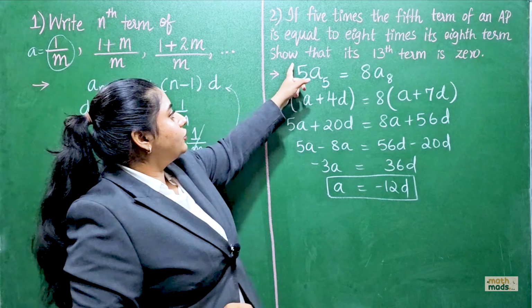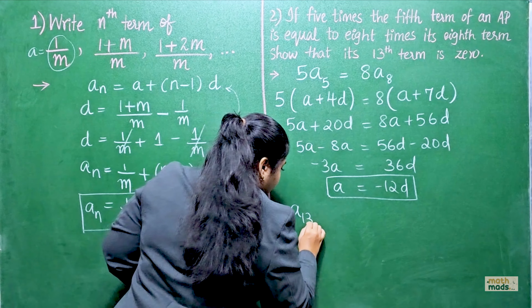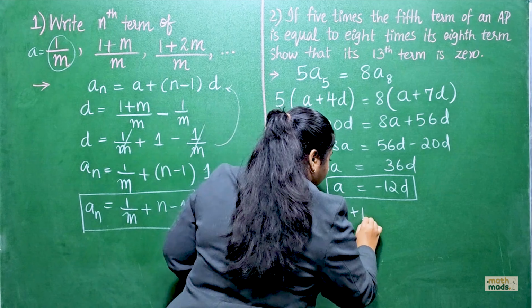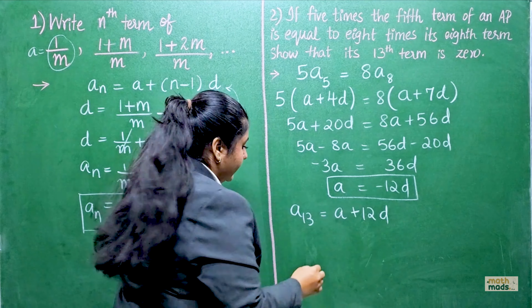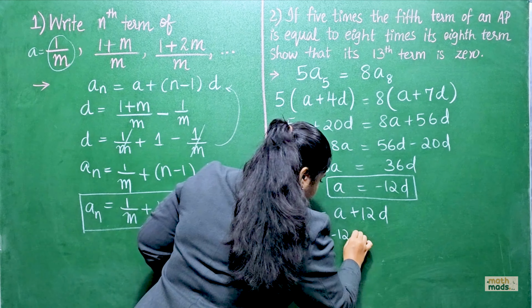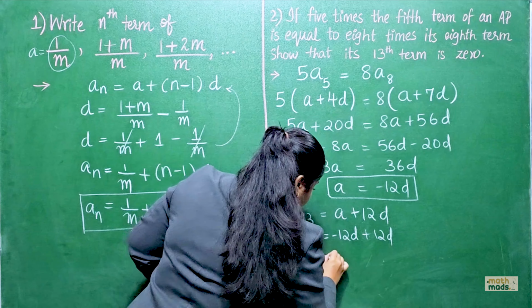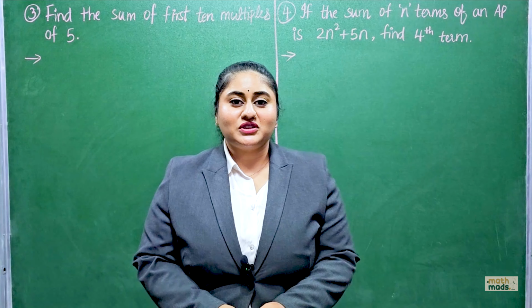But what am I supposed to show? That the 13th term is 0. So what is the 13th term? A13 is equal to a plus n minus 1, that is 13 minus 1, that is 12d. But I know that a is equal to minus 12d. So substitute it: minus 12d plus 12d. They get cancelled and you get a13 is equal to 0. Hence proved.